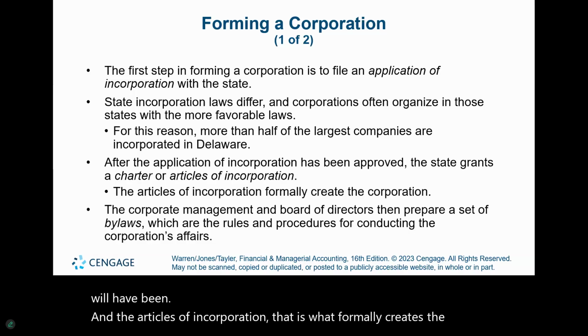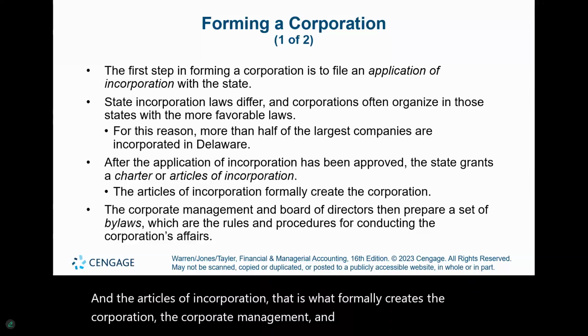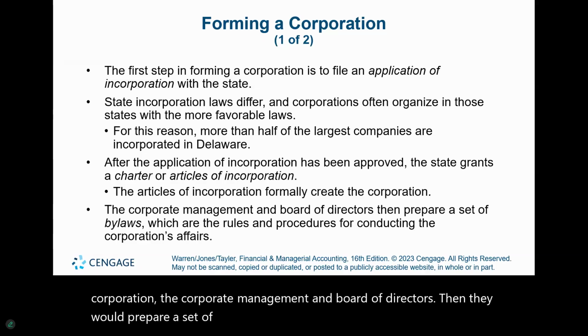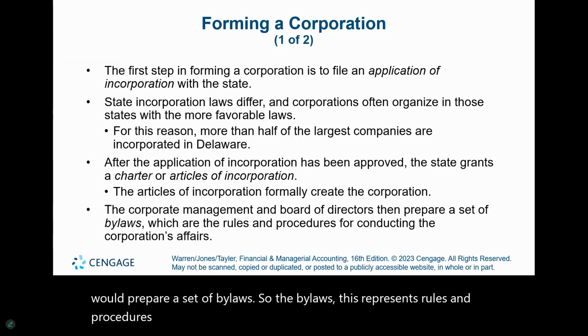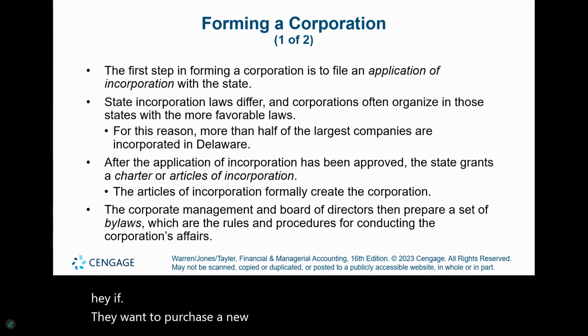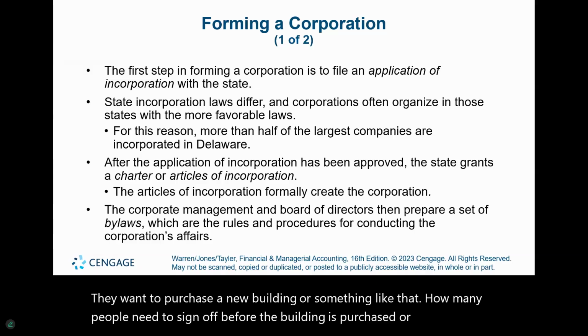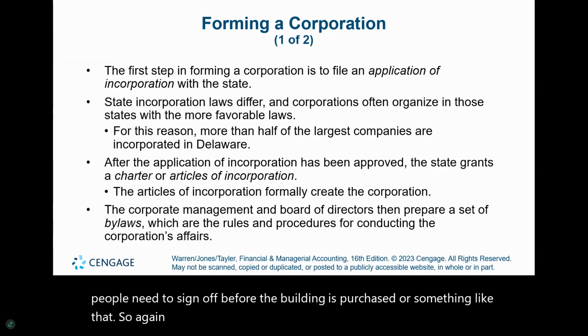The corporate management and board of directors would then prepare a set of bylaws. The bylaws represent rules and procedures for conducting the affairs of the corporation. So this governs, for example, if they want to purchase a new building or something like that, how many people need to sign off before the building is purchased. Again, the bylaws are the rules and the procedures in order to conduct the affairs of the corporation.